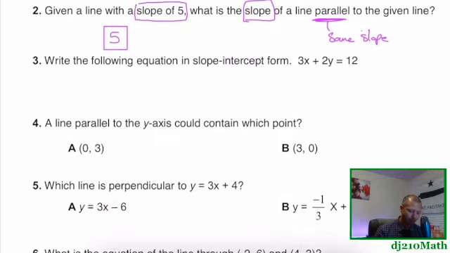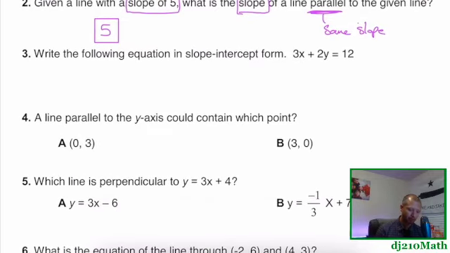Number 3, write the following equation in slope-intercept form. So slope-intercept form is y equals mx plus b. That's the form we want. Basically, an equation with y by itself and equal to whatever else is left over. Right, y equals, that's the big thing.